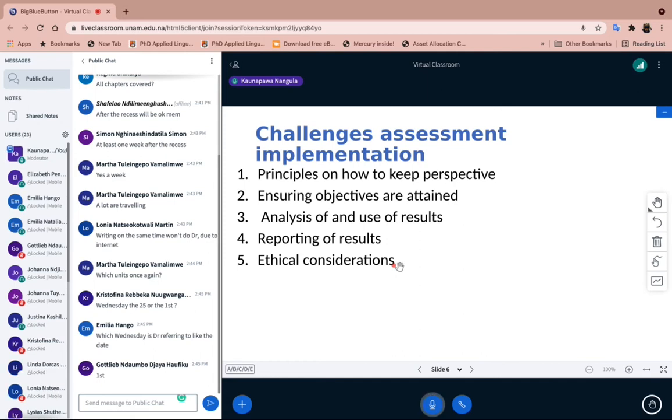Okay. Today we are not going to look at setting and marking question papers, but we'll look at the following issues. Mainly, we have got the principles on how to keep perspective when you're assessing, like just how to keep focusing on what's important, ensuring objectives are attained, analysis of and the use of results, reporting of results, and ethical consideration when we are implementing assessment. All right. We are moving on to the first one.